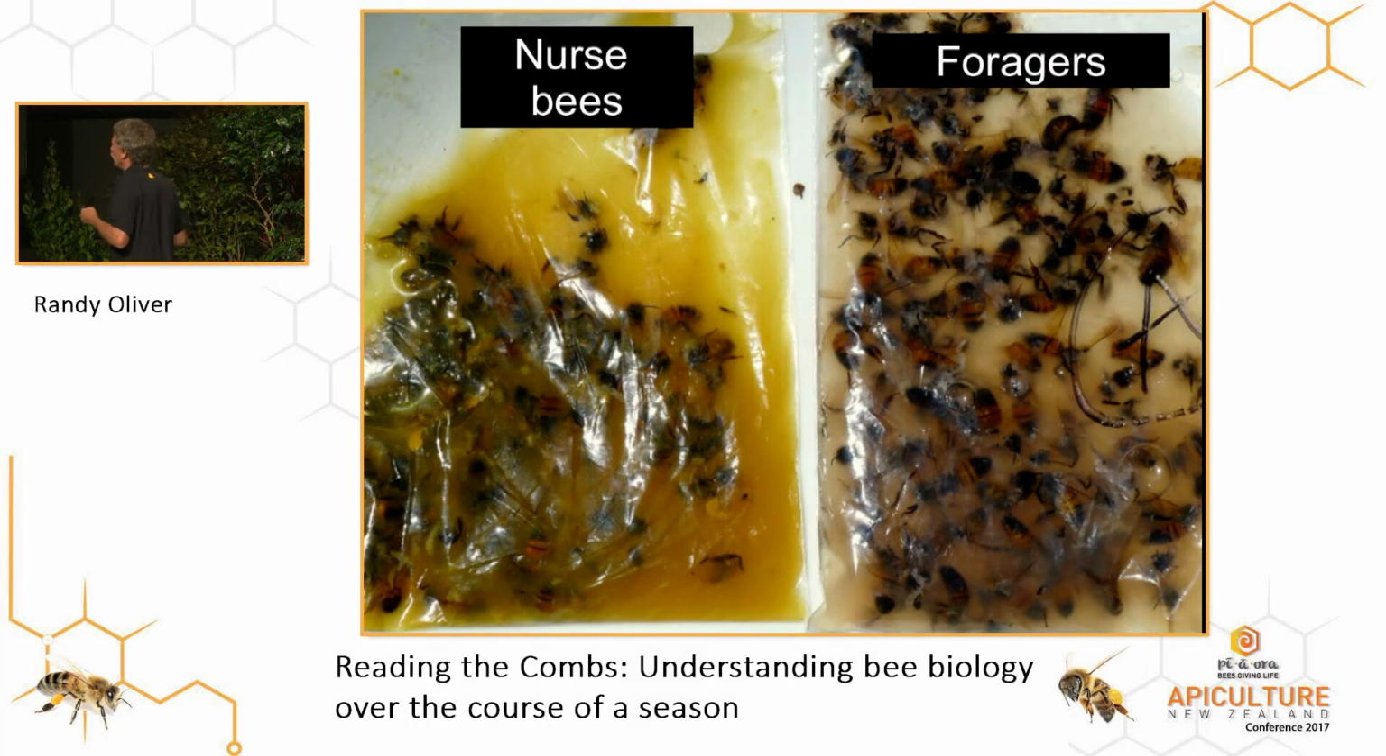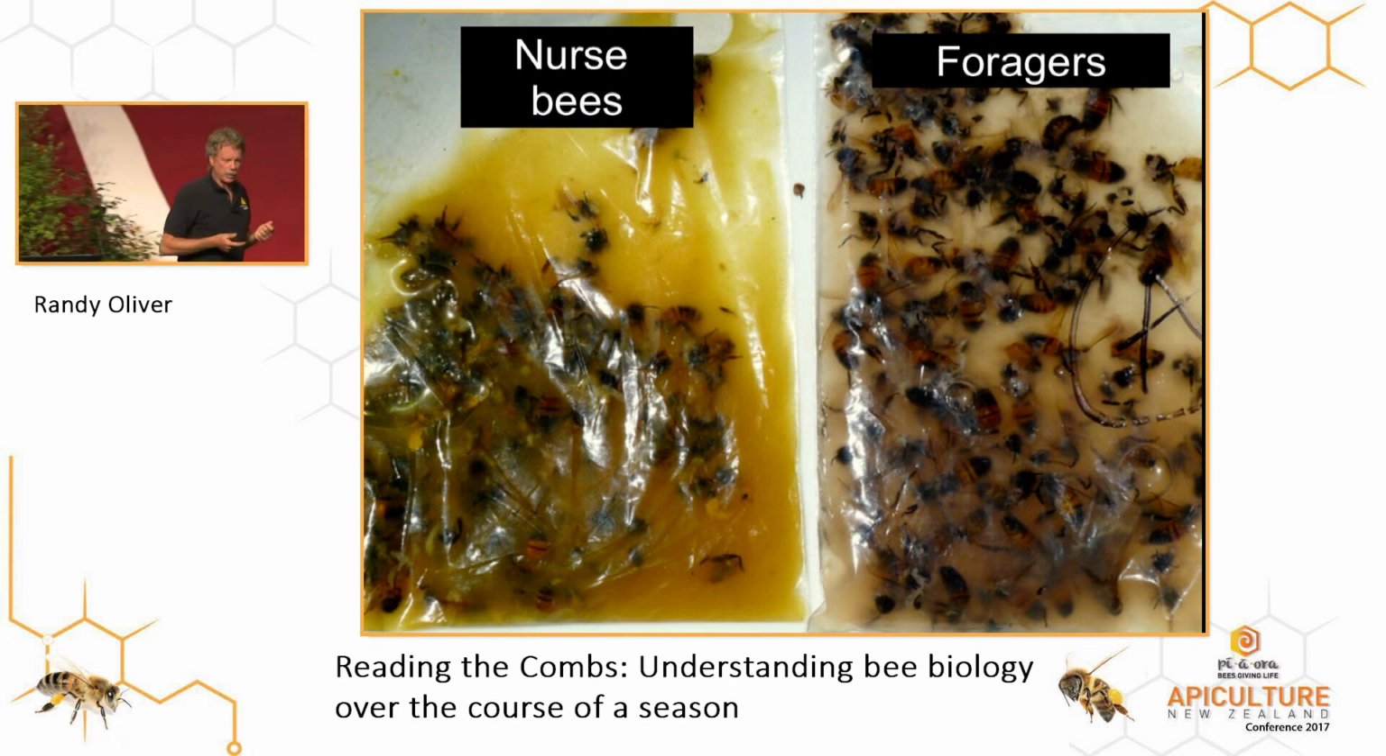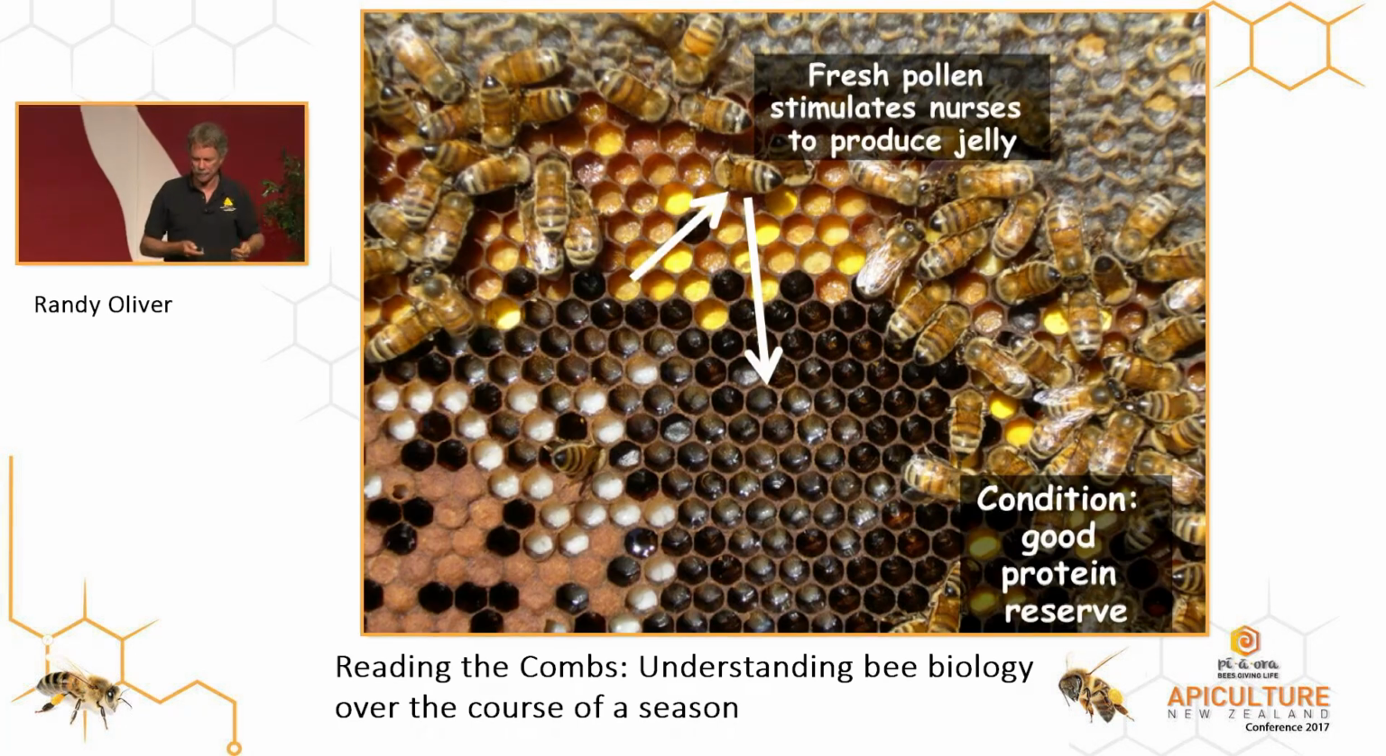You can see right here where I was doing nosema squashes in a Ziploc bag, that on the left side where I squashed some nurse bees, you can see how the water turns yellow from all the pollen in their guts. On the right side, where I took foragers from the entrance and squashed them, there's no pollen in the guts of the foragers. So it's only the nurse bees that eat the pollen. Now, when that fresh pollen starts coming in, you got to understand this.